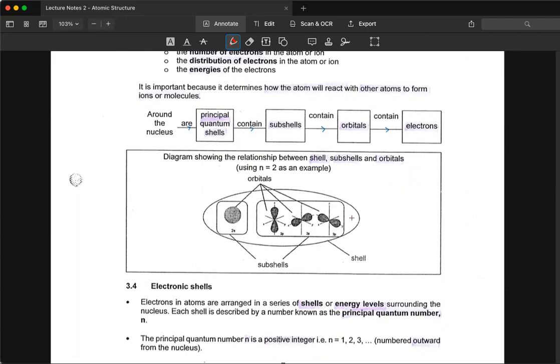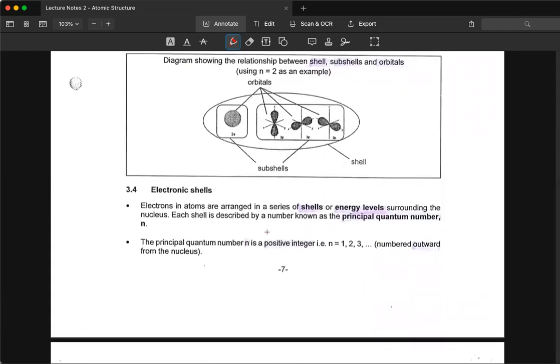And within the shell, we have subshells. This is called the 2s subshell, and this is called the 2p subshell. Okay? And within the subshell, there are different orbitals. For the 2s subshell, there is only one type of orbital. But for the 2p subshell, we expect to see 3 different orbitals in the x, y, z orientation.